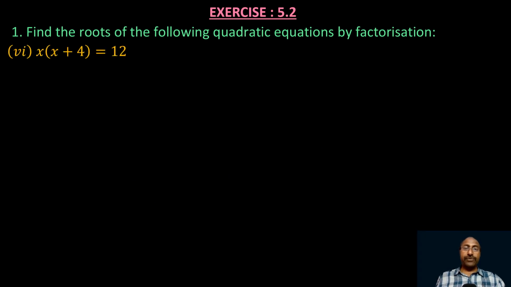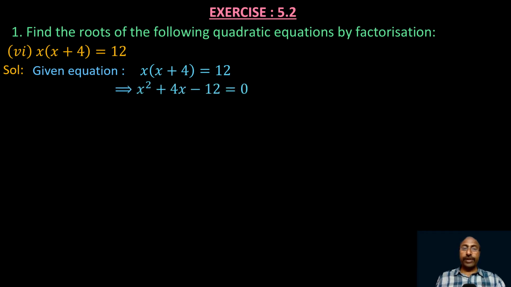x into x plus 4 equal to 12. So here the given equation is x into x plus 4 equal to 12. Let us write it in standard form. So multiplying x into x and x plus 4, we get x into x square plus x into 4 is 4x. And by transposing 12 to left side, we get minus 12 is equal to 0. That is, the quadratic equation is x square plus 4x minus 12 equal to 0. And now a equal to 1, b equal to 4, c equal to minus 12.